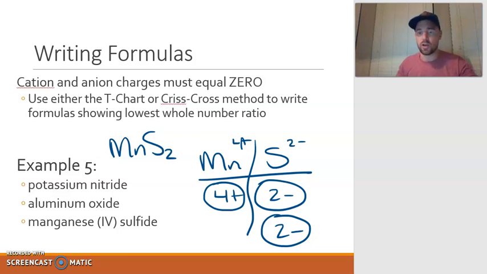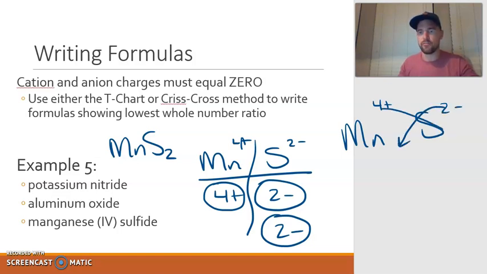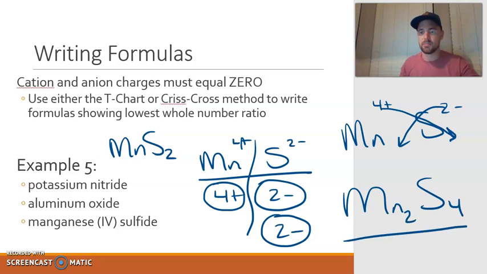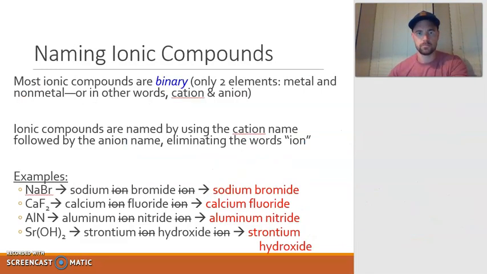But if you did the crisscross method, you would have done Mn as a positive 4, sulfide as a negative 2. The 2 goes down there, the 4 goes down there, and so you might have gotten Mn2S4. And sometimes students might not have seen that and forget to reduce the subscripts. So you need to make sure, if you're using the crisscross method, always check your subscripts. The T-chart method might take a little longer, but you'll never get the wrong answer.